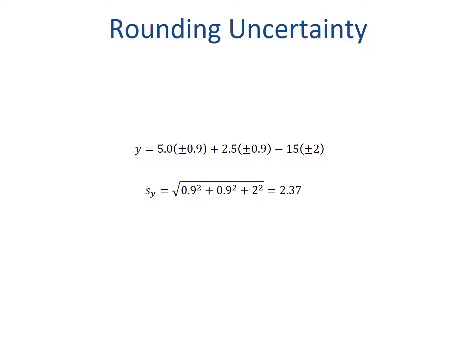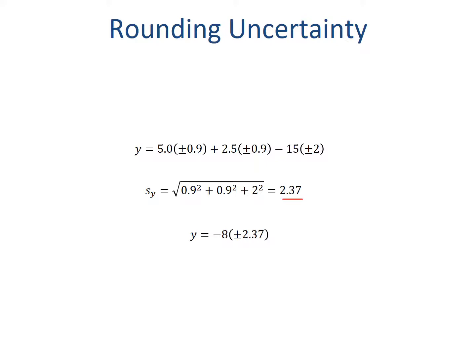We know that we can take the standard error of y, or the standard deviation of y, and set it as equal to each of these reported values squared, and then take the square root to get this standard deviation. So we know that we'd end up with 2.37 for that value. You can calculate it out for yourself if you don't trust me. So then we'd say that y equals negative 8 plus or minus 2.37.